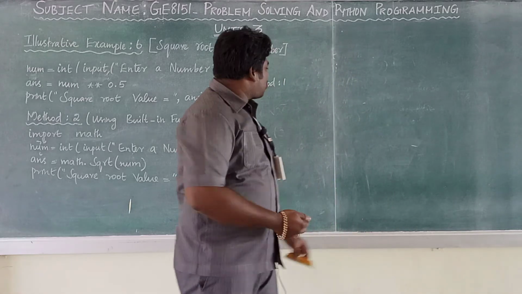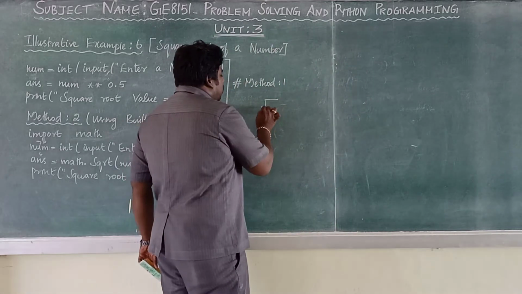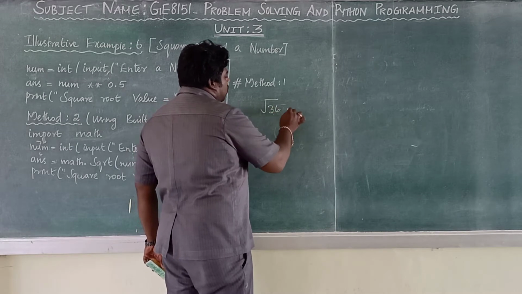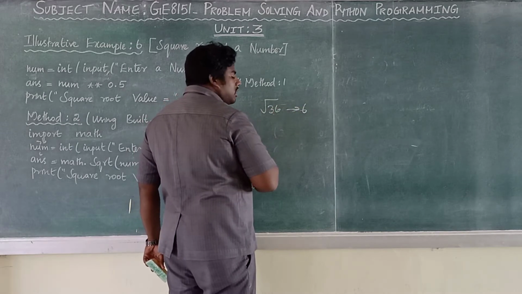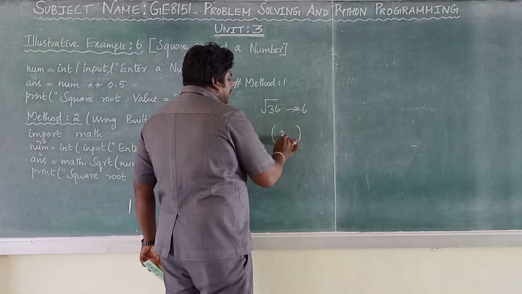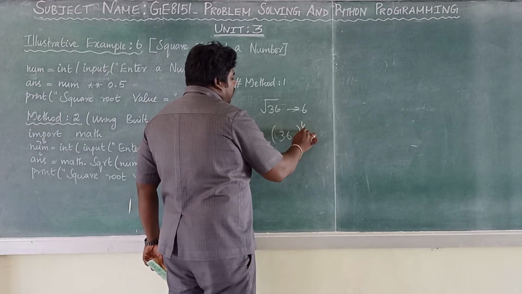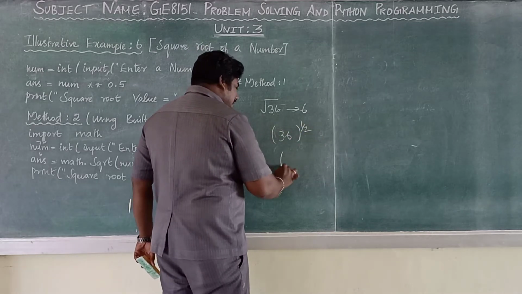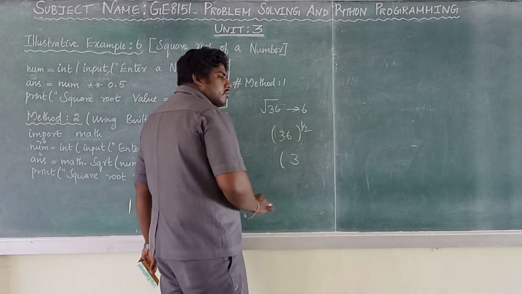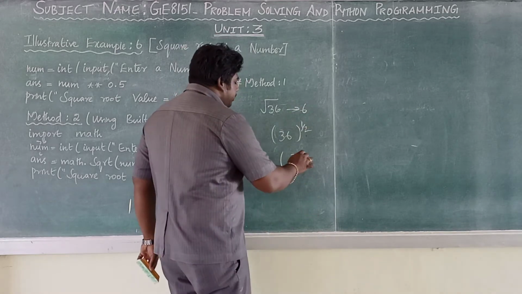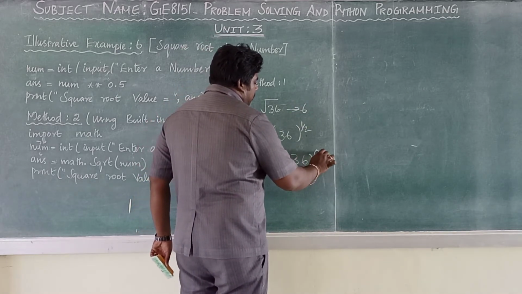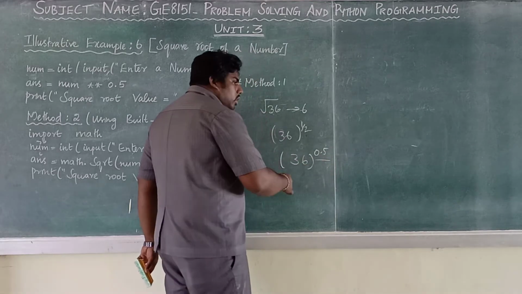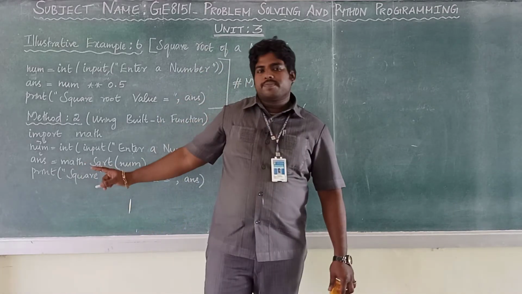Normally, how do you find the square root? Normally, you will take the root of any number. For root of 36, your answer is 6. So it can also be written like this, power 1 by 2. And this 1 by 2, of means 0.5. This logic only I am using inside the program.